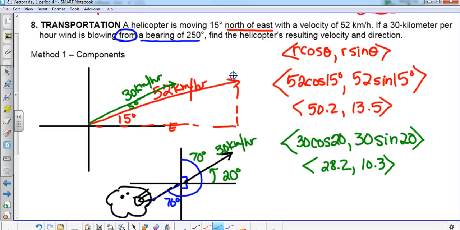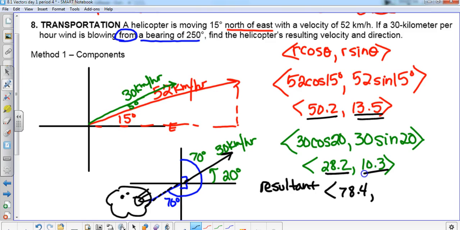So if the wind were directly behind the helicopter, its speed would actually be 82 kilometers per hour. Do you get that, guys? Yeah. Because the wind would be pushing it straight on another 30. It's off by a little bit, and we got to figure out what's happening. All right, so what we do is we add to find the resultant. We add this number to this number and get 78.4. Does that look good? And then we add this number to this number and get 23.8.